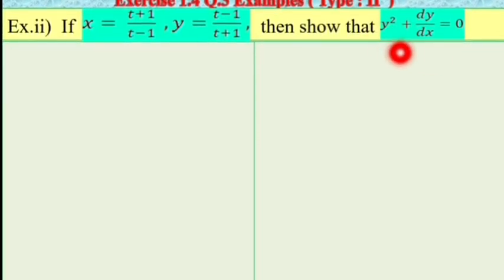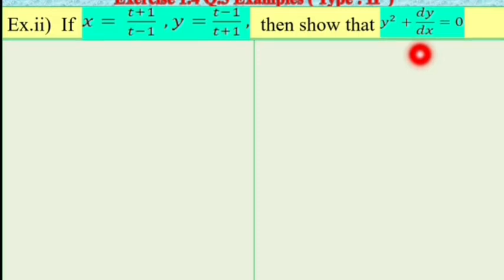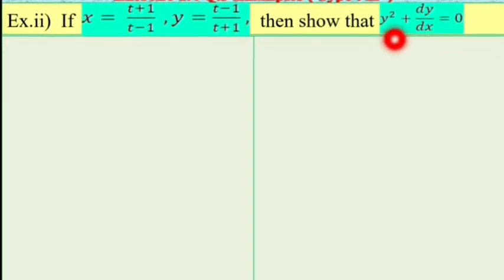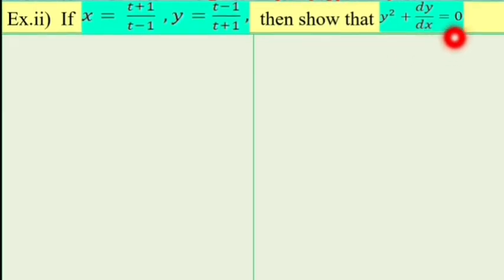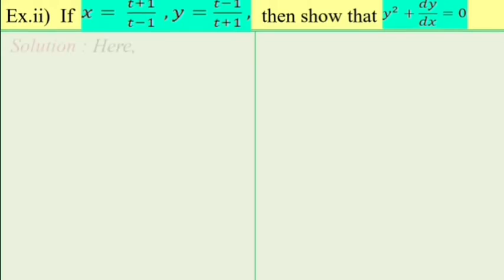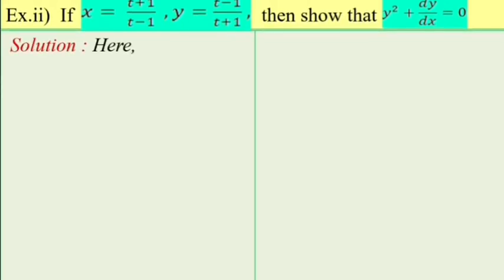Here we have to firstly find the value of dy by dx, and then the value of y square and that value of dy by dx, and their sum being equal to 0 has to be proven here. Okay, let us start the proof of the given example.